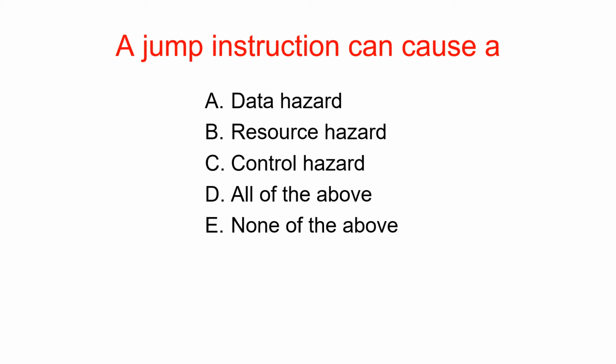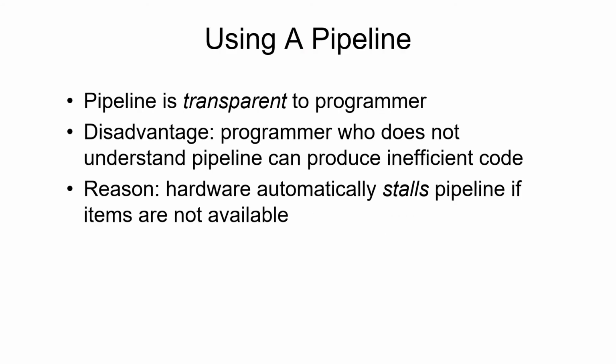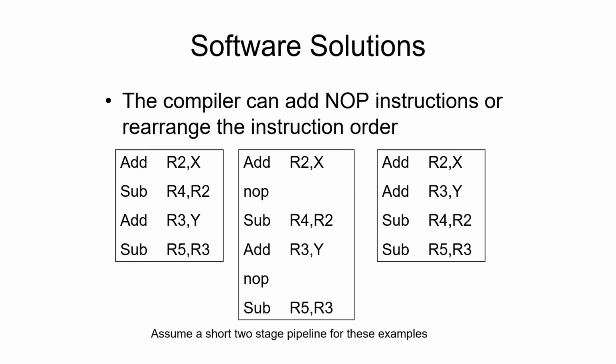Answer is C, control hazard. Using a pipeline. Pipelines are transparent to the programmer. You never see it. Your program runs correctly, at least on an Intel processor. Your program runs correctly whether you have lots of hazards or none at all. The disadvantage, though, is that if you don't understand the pipeline, you can produce inefficient code that causes lots of stalls, as opposed to if you write the code correctly, you may minimize the number of stalls.